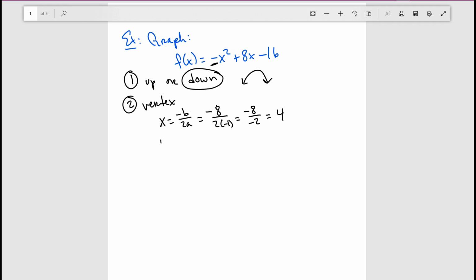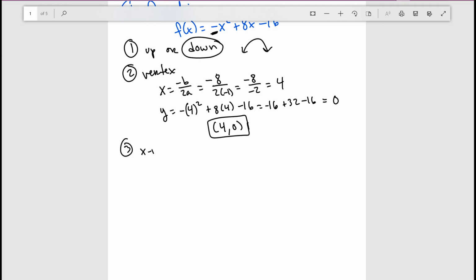And then our y is basically just plugging in the 4. Negative 4 squared plus 8 times 4 minus 16. Now you have to be very careful because this negative is on the outside, so that thing is not being squared. So 4 squared is going to be 16, but then I still have that negative on the outside. This is going to give me a positive 32 minus this 16. So what I'm going to get in this case is just going to be 0. So my vertex is going to be at 4, 0. That's my vertex.